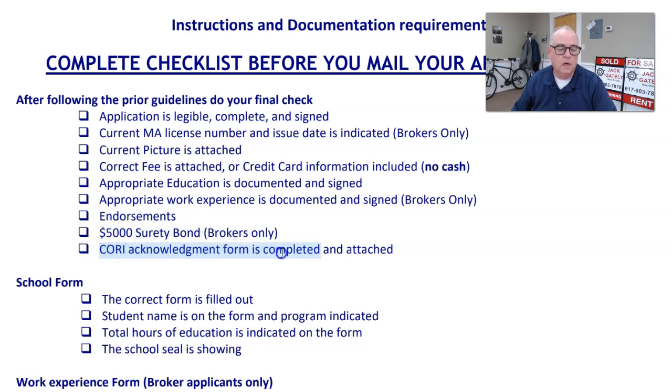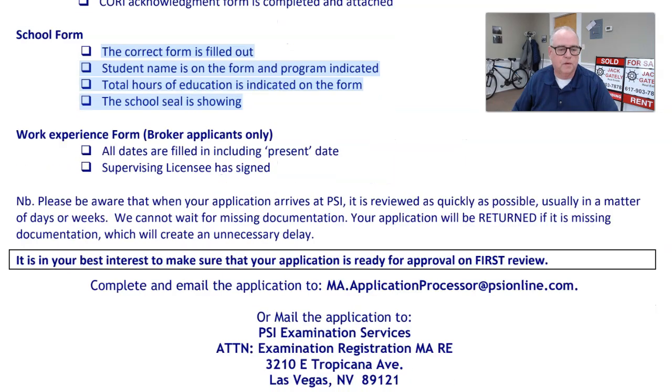Call it Corey acknowledgement form is completed and attached. We'll actually bring that up on the screen in a minute. I want to talk about a detail or two of that. The school form is filled out correctly. Student name on the form and program info is all automatic, so to speak. There is a requirement for another broker item here. Again, brokers only. Now down here at the bottom, it gives you the email address to email your application.